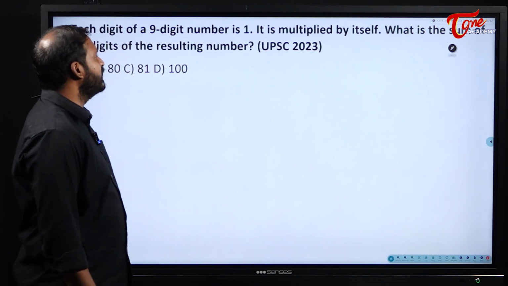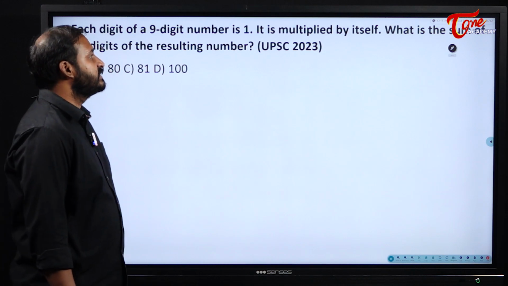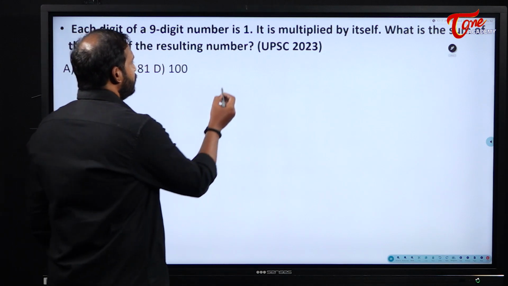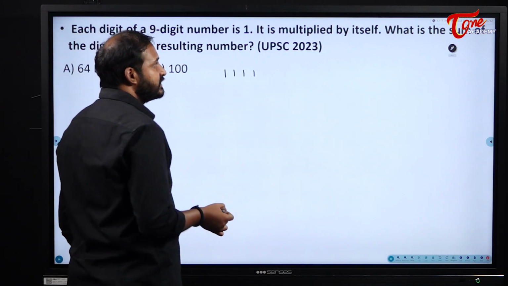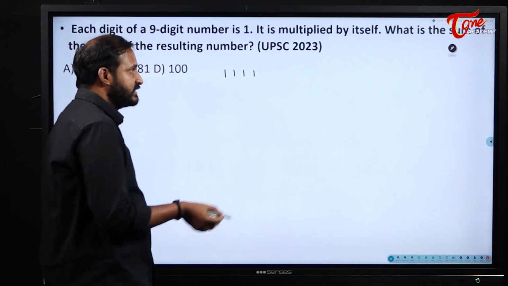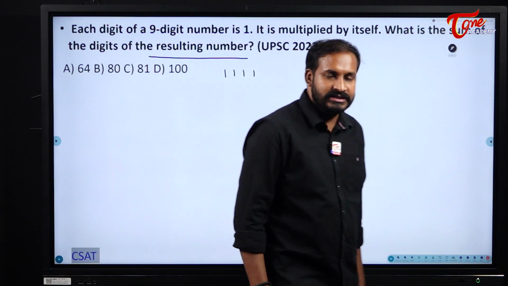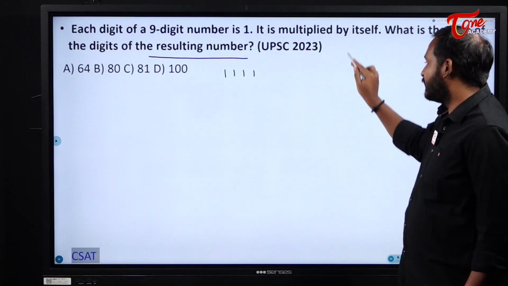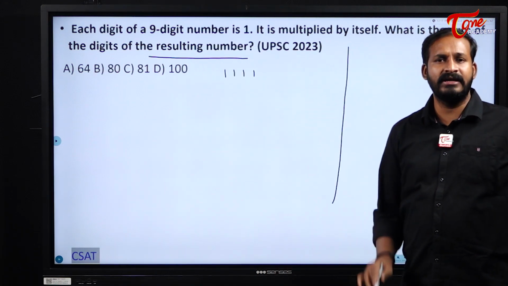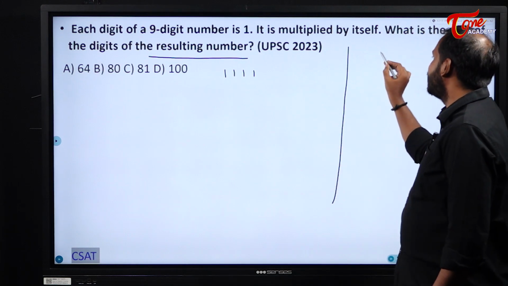Each digit of a 9-digit number is 1. It is multiplied by itself. There are 9-digit numbers and it is multiplied by itself. What is the sum of the digits in the resulting number? See here students, you cannot actually multiply the 9-digit number with 9-digit number. But in general we can do one general exercise.